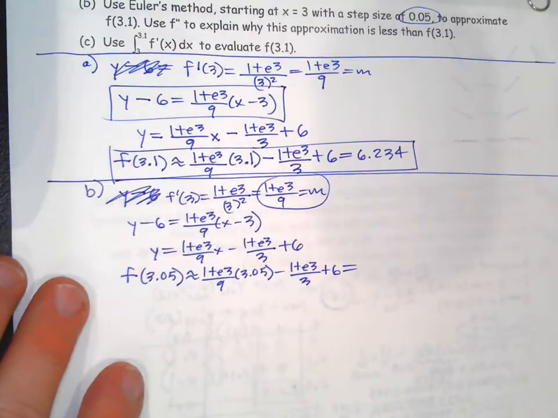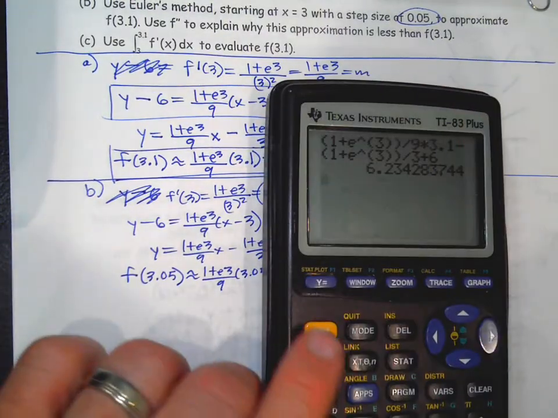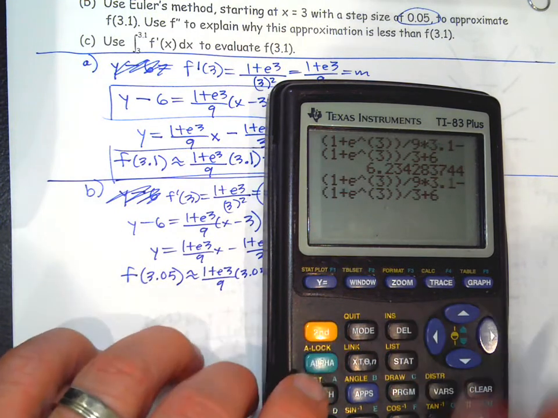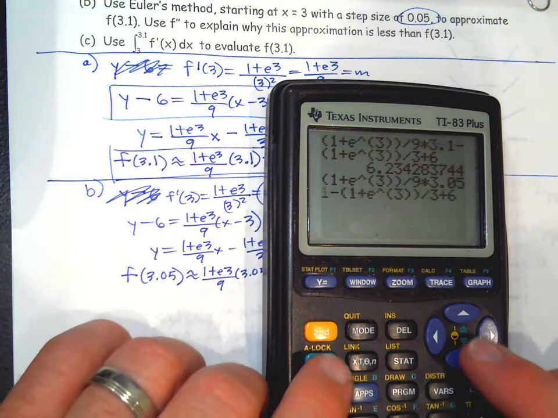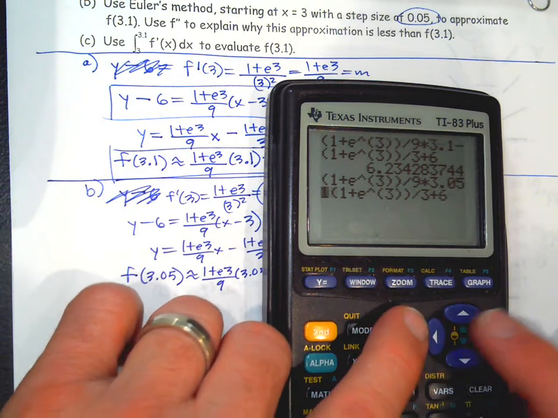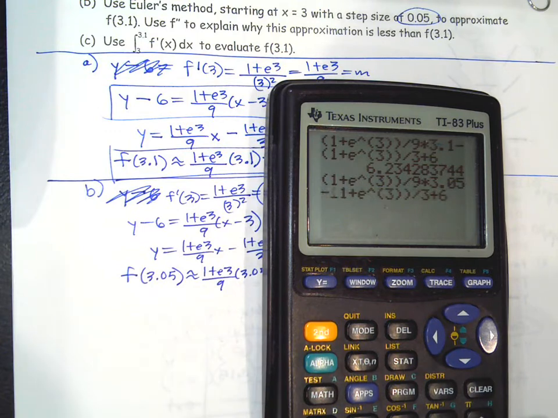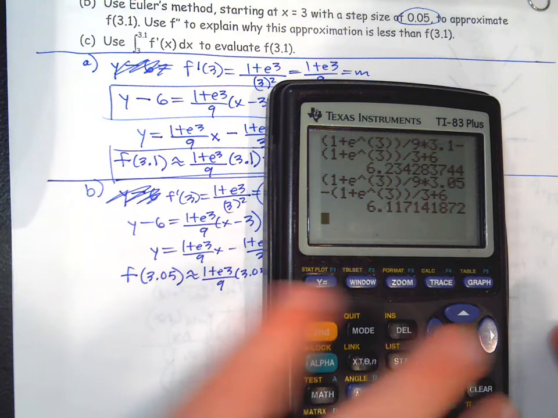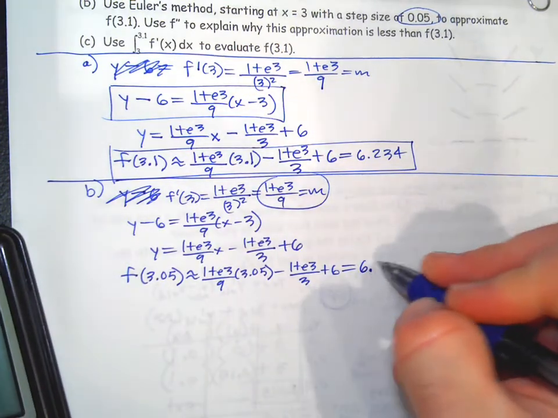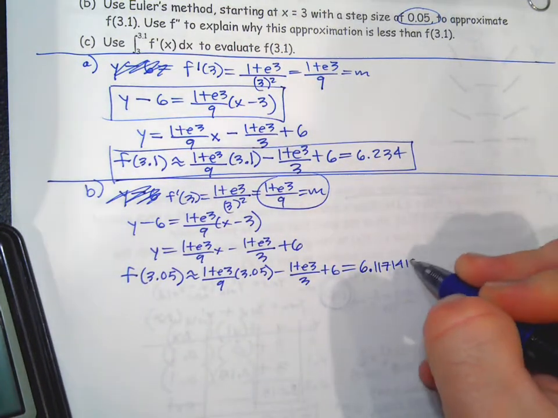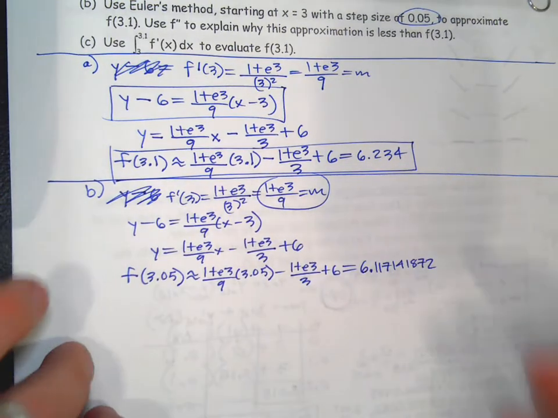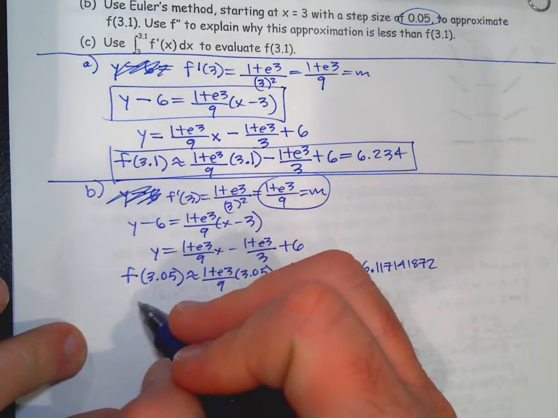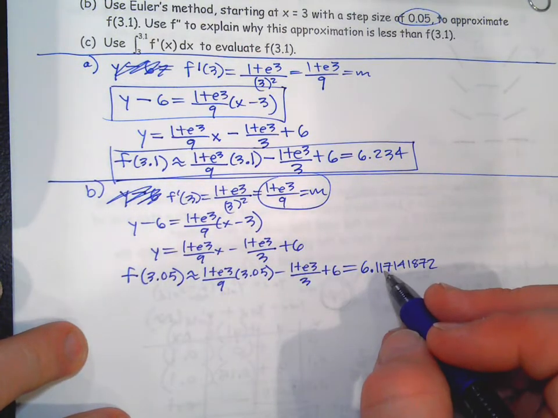So we can put that in our calculator. I can just use what we did last time and replace this with a 0.05. Okay, yep. So that's going to be 6.117141872. I'm going to carry extra decimals. I don't want to plug this into the derivative. That's just crazy. So that's our approximation.